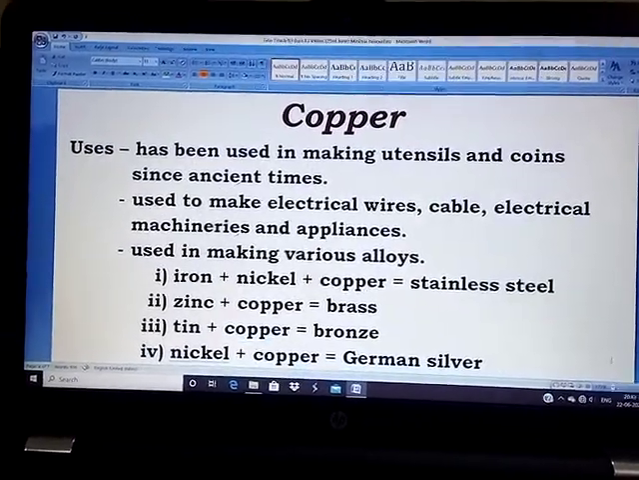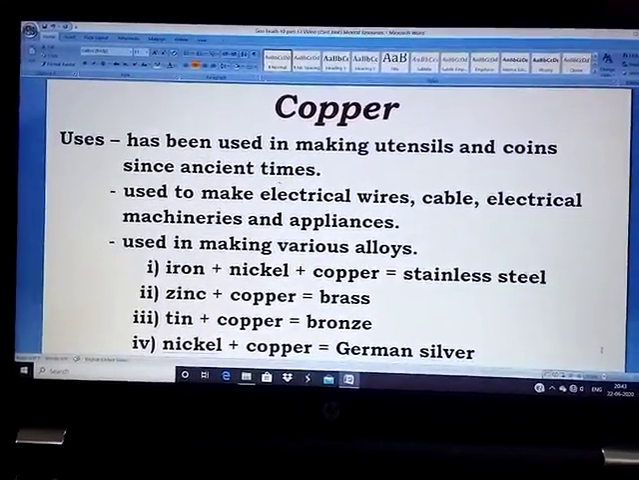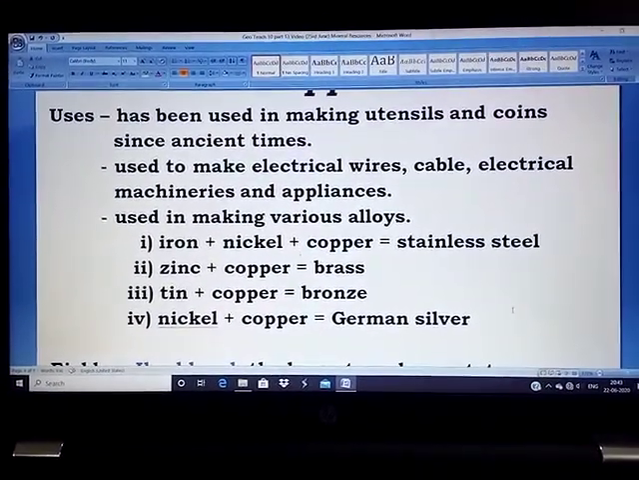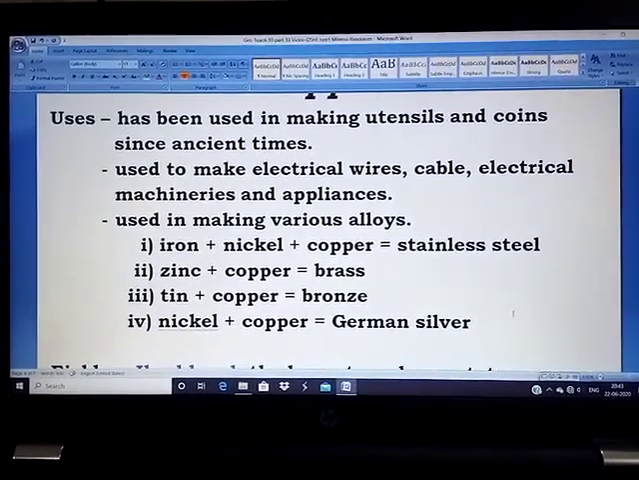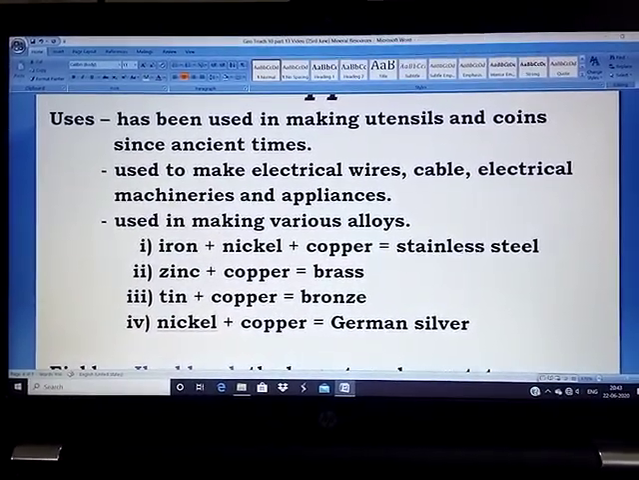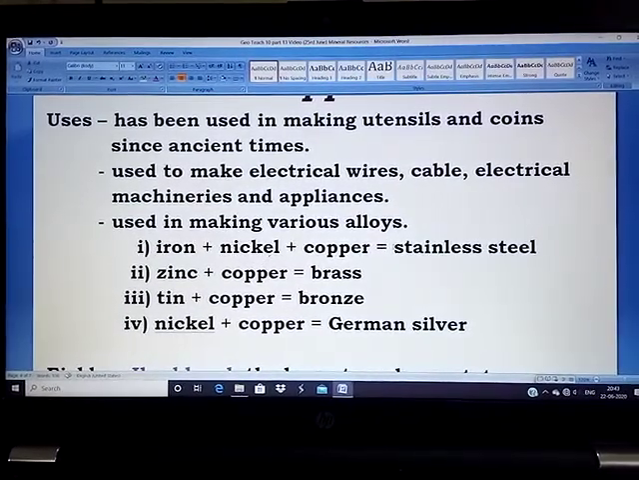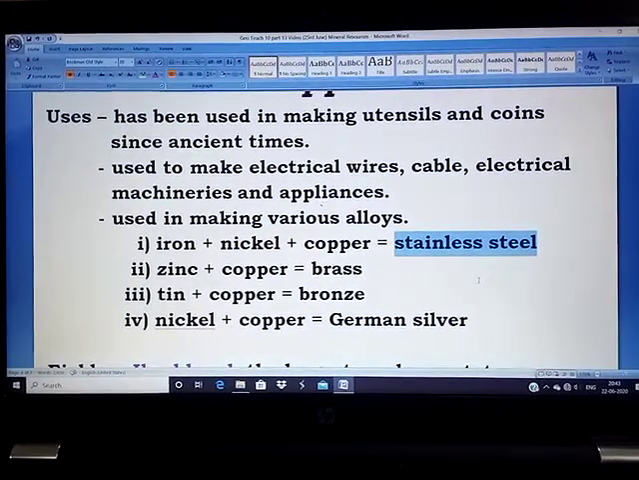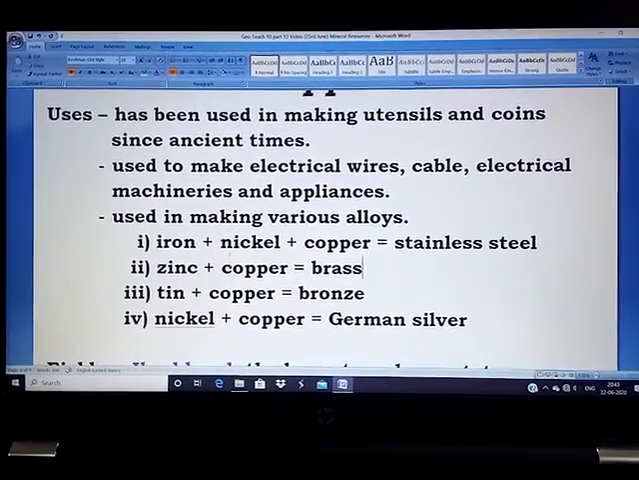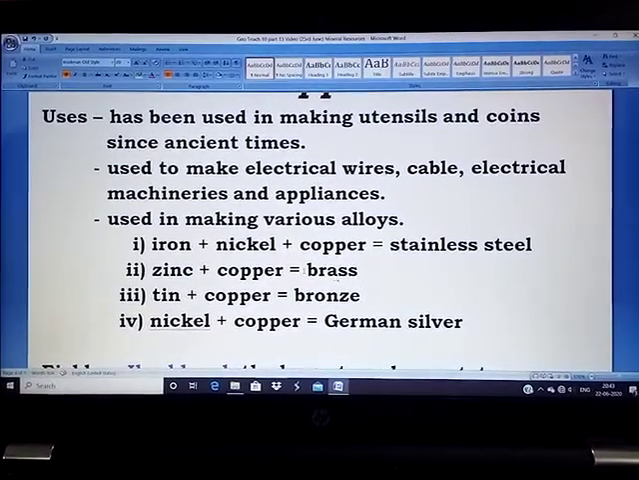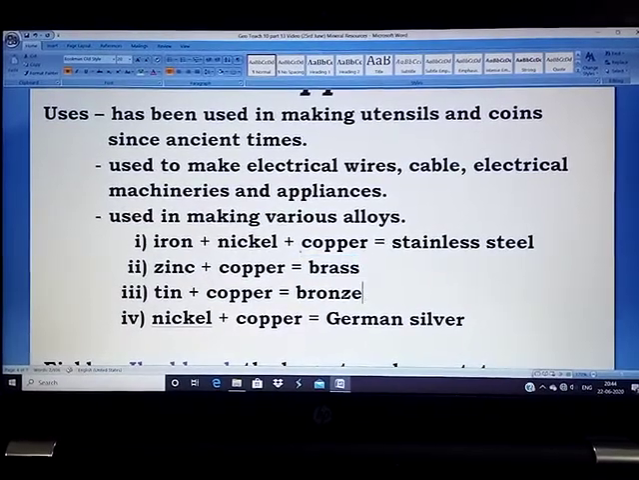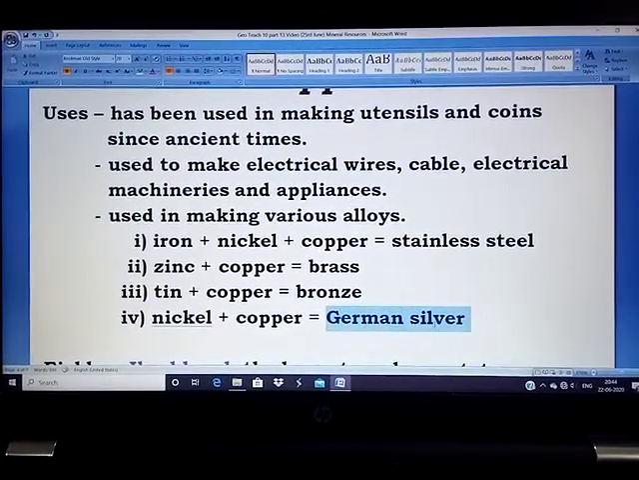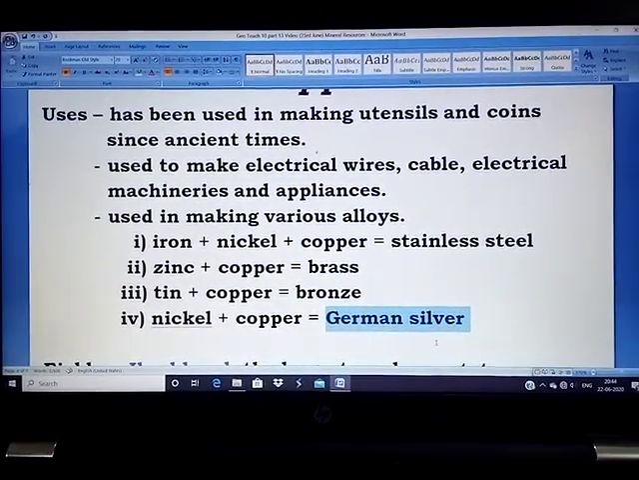Now some important alloys are made with the combination of copper, and these things please remember. Iron plus nickel and copper, the alloy is called stainless steel. So stainless steel we are using every now and then, and it is part and parcel of our life. So iron plus nickel and copper together makes stainless steel. Zinc and copper makes brass. Tin and copper makes bronze, and then nickel and copper makes German silver.